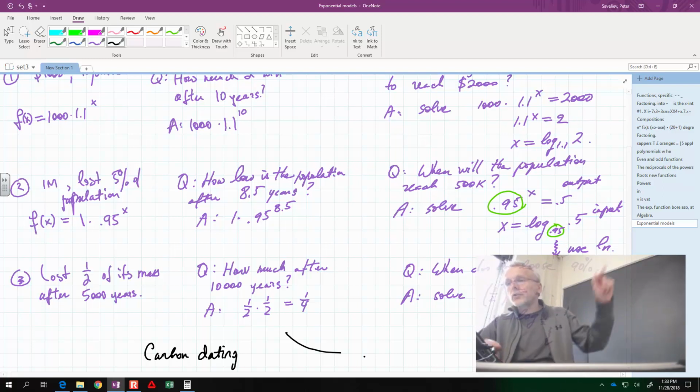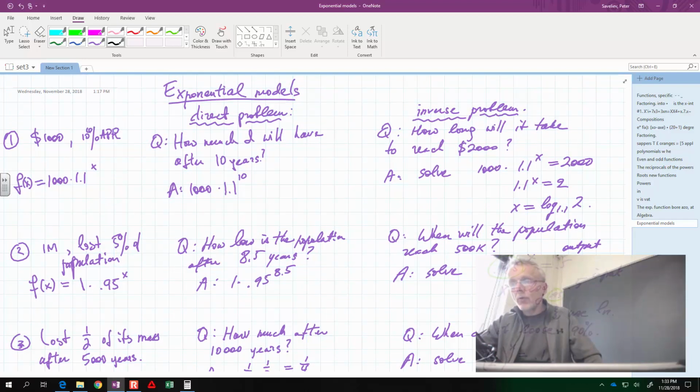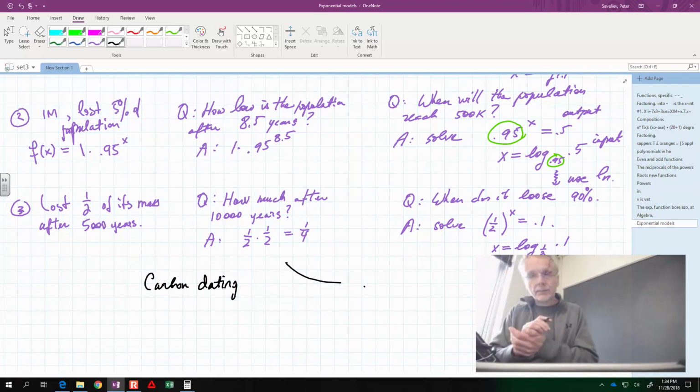So the first two, compounded interest is exponential growth. Population could be growth or decay, either way. And the last one is exponential decay. Okay, so that's just to be familiar with why we study the exponential function, and the logarithm is here now. Okay, so that's all good.